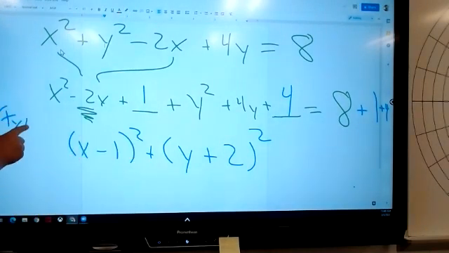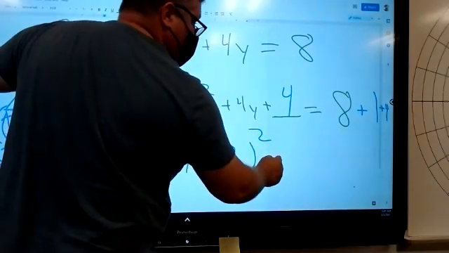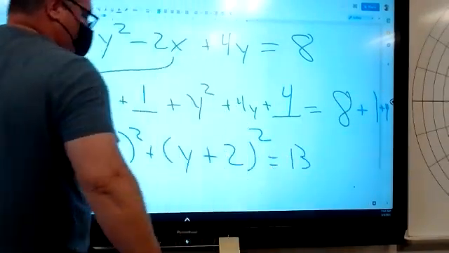X minus 1, x minus 1, x times x is x squared. Minus x, then what's negative 1 times negative 1? Plus 1, do you agree? Does that make negative 2x and plus 1? Over here, y plus 2, y plus 2, y times y is? Then I have how many? 2. Plus, which makes? What's 2 times 2? There you go. Is everybody okay with this? Okay, equals 13.